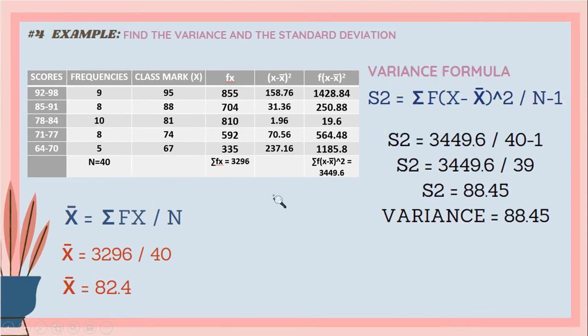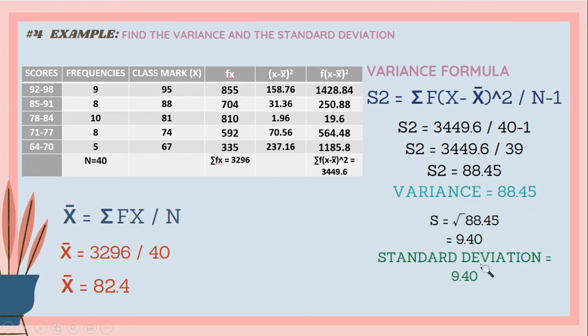And here we already got all the answers for the additional columns that we need. So again, this is the sample variance formula. So we are now going to substitute our answers to the formula. So the summation of f times x minus mean squared is 3,449.6, and the summation of frequencies, which is 40, then subtract it by 1, so it will be 39. And then divide. 3,449.6 divided by 39 is 88.45. So 88.45 is our variance for this data set.